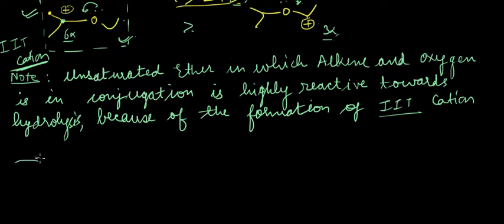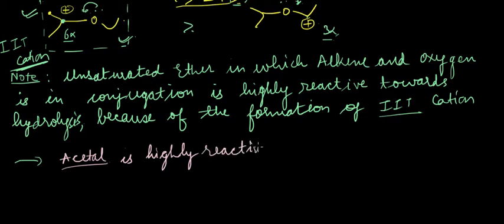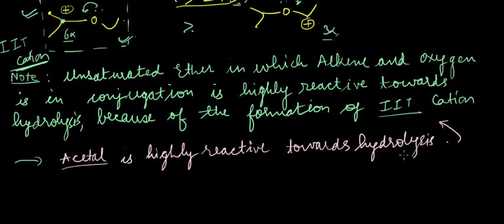And obviously acetal is highly reactive towards hydrolysis because of the formation of, again, the IIT cation. Hence I'll write it again: acetal, which we just saw a few minutes back, is highly reactive towards hydrolysis, and why? Because of the formation of our IIT cation.